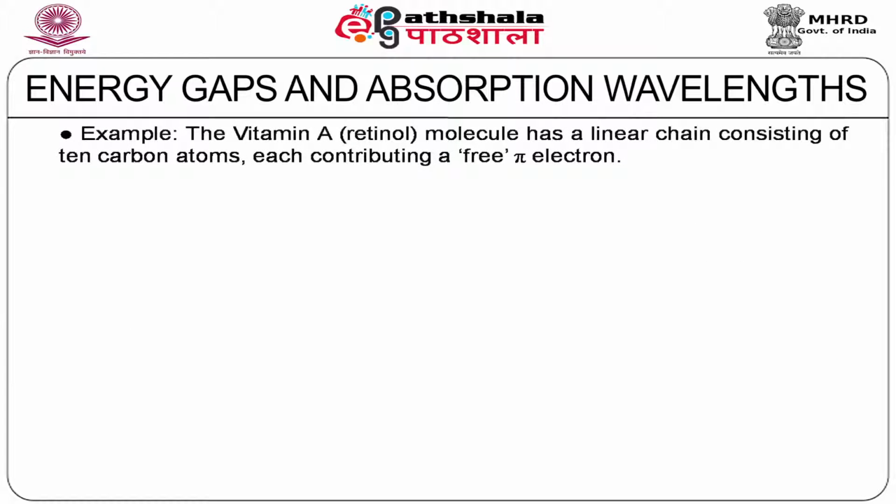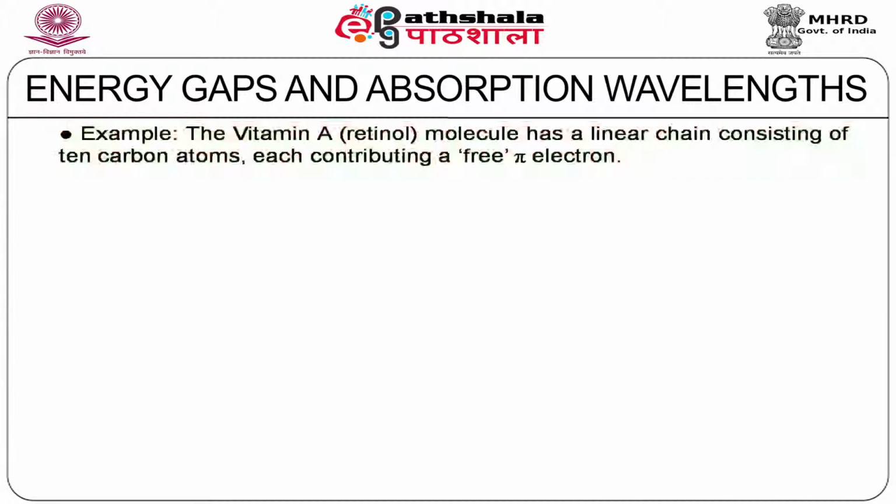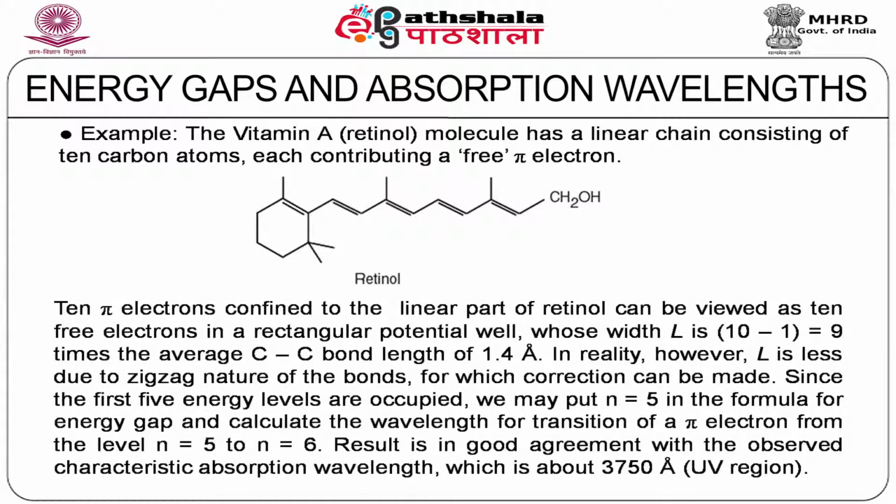Let's take an example. This happens in the case of vitamin A, or the retinol molecule. You can see the picture of this molecule in the figure. This molecule has a linear chain consisting of 10 carbon atoms, each contributing a free pi electron. We'll talk about pi electrons later, but for the time being, assume that this is just a free electron. So it's a linear chain of 10 carbon atoms, so there are 10 free electrons which are confined in this chain. So I say that 10 pi electrons are confined to the linear part of retinol.